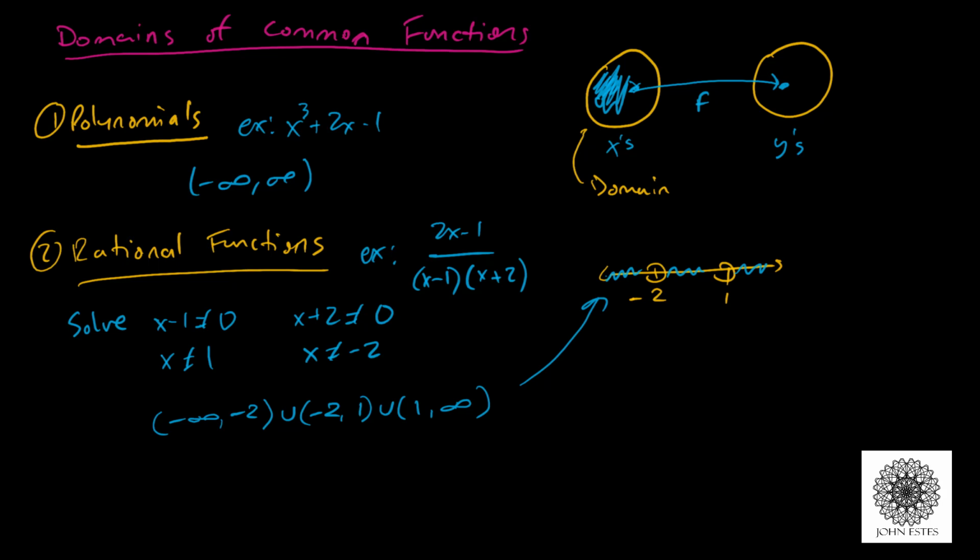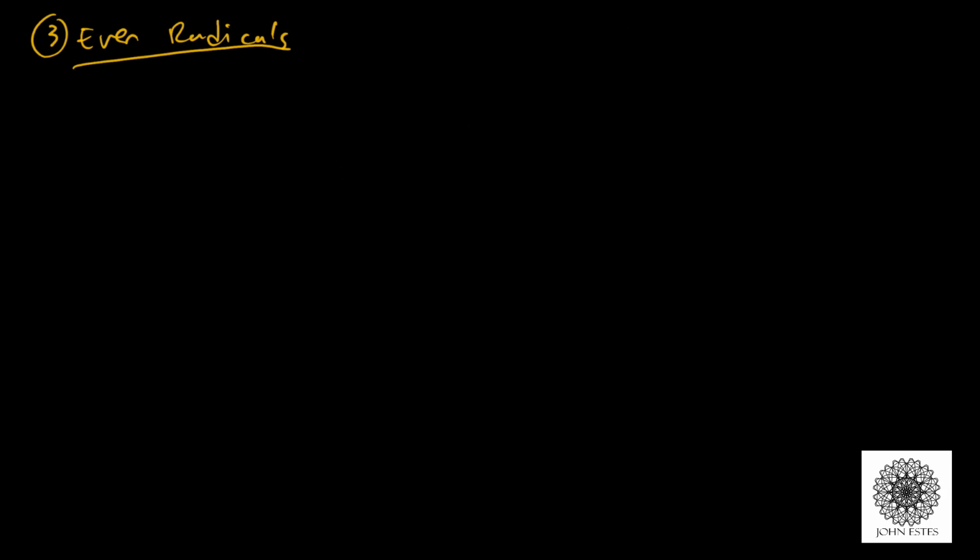The third type of function we have to deal with is even radicals. An example of that would be something like a square root. Now if I'm visualizing again my two sets, plugging in things from my domain into the function and getting an output in the range, then with a square root, for example, if I plug in x equals negative 6 and I get the square root of negative 1, well, that's not a valid output in the real numbers. So in this example, negative 6 would be outside the domain.